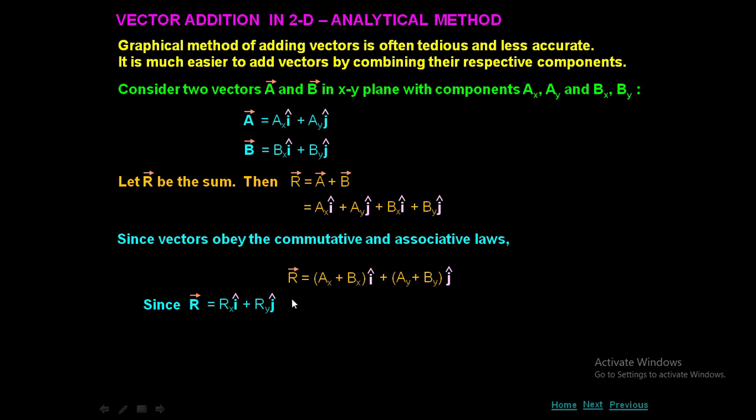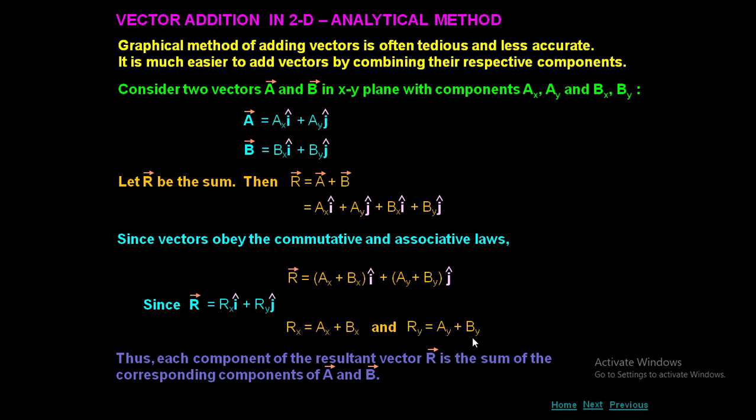If you compare these two equations, you get Rx equal to Ax plus Bx and Ry equal to Ay plus By. Thus, each component of the resultant vector R bar is a sum of the corresponding components of A bar and B bar.